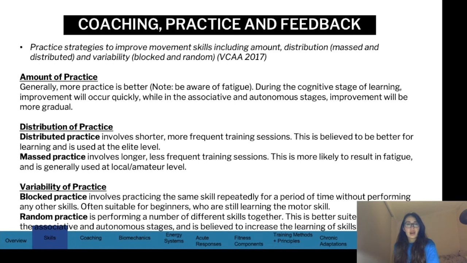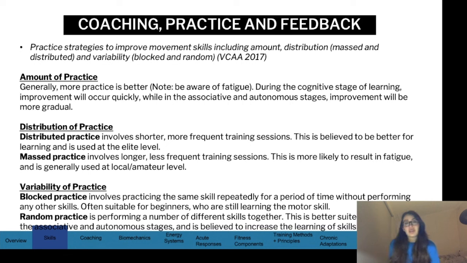In terms of amount of practice, generally more is better, apart from when someone becomes fatigued. During the cognitive stage of learning, improvements will occur quickly, while in the associative and autonomous stages, improvement will be more gradual. So we've got different methods and variabilities, I guess, of practice.